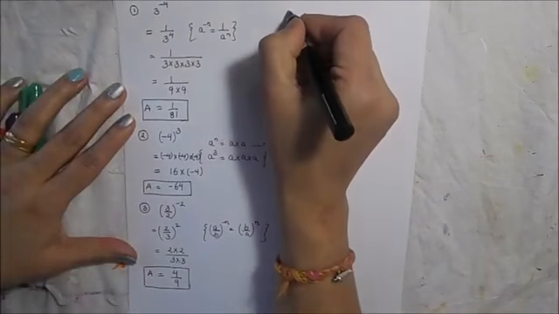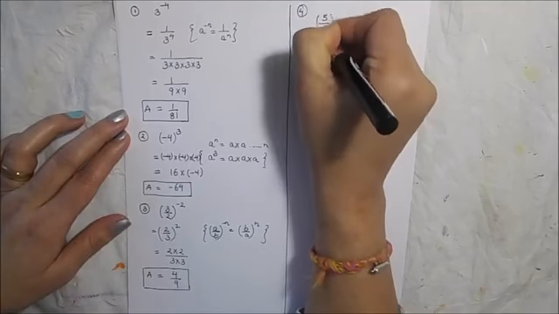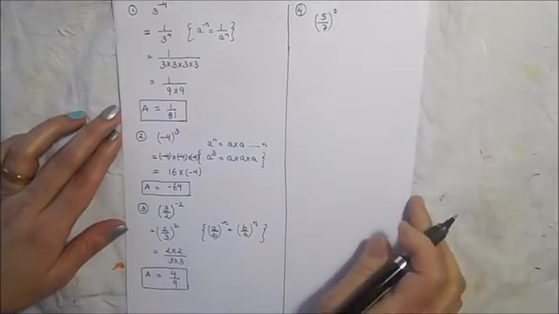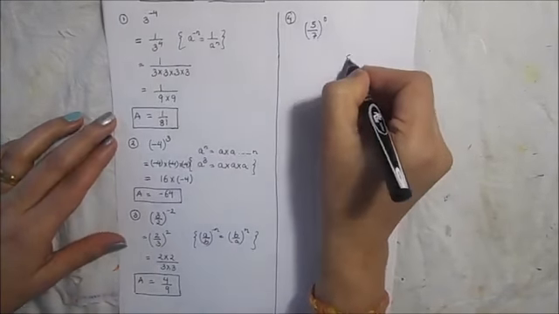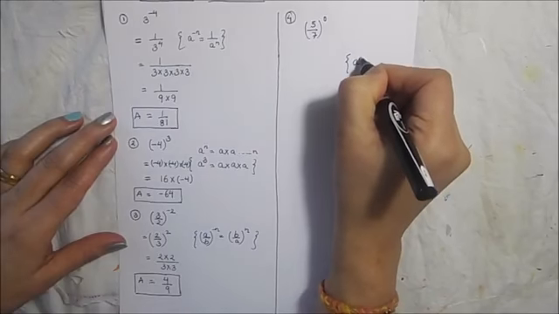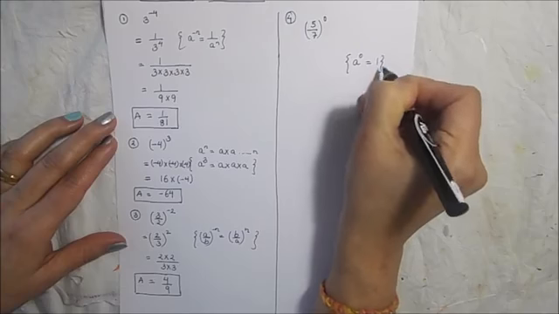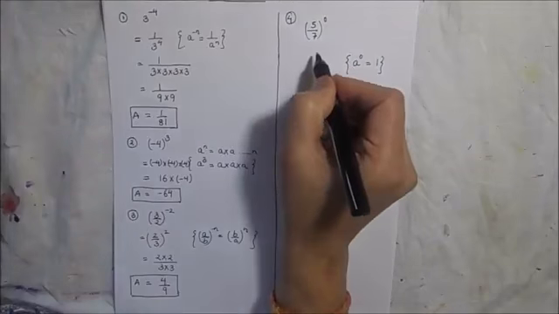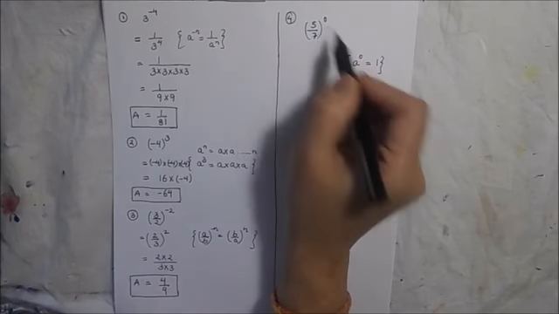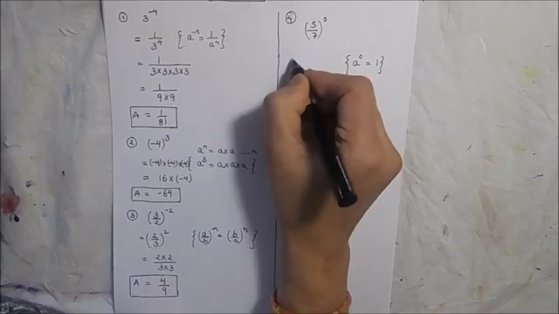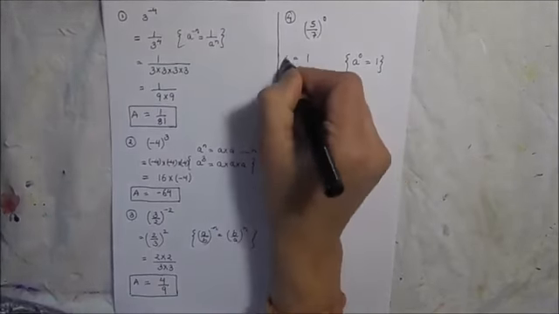Now let us move on to our next example: 5 over 7 to the power 0. So here we see that the exponent is 0. So we are going to use the zero exponent rule, which says that a to the power 0 is equal to 1. So if we see any number or any fraction which is raised to the power 0, the answer is going to be 1. So our answer is going to be 1.